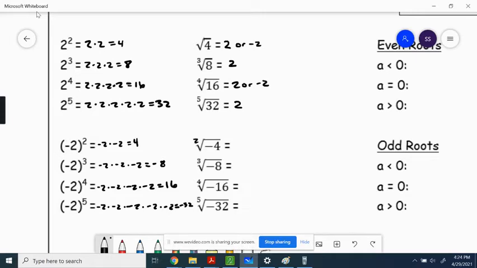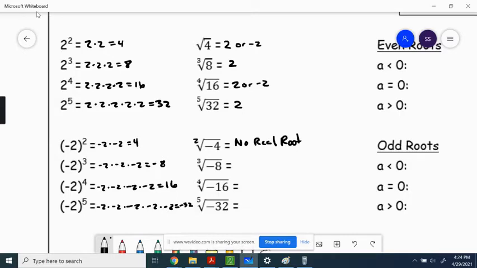So the second root of negative 4, this is saying what number times itself equals negative 4? Well, when we had positive 2 and negative 2, those both came out as positive 4. So we know we can have imaginary numbers, but there's no real root for the square root of negative 4.